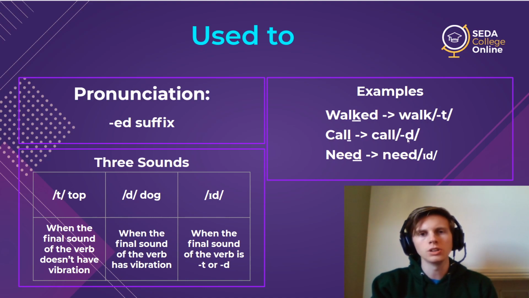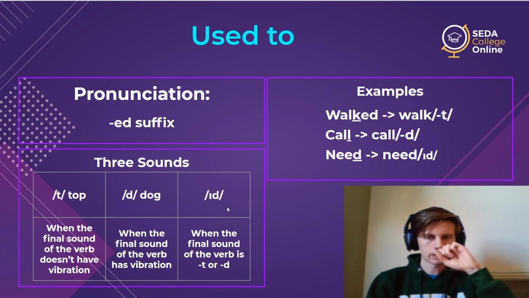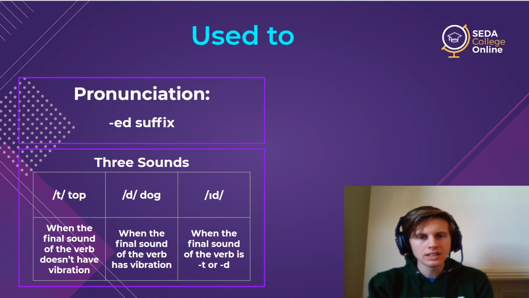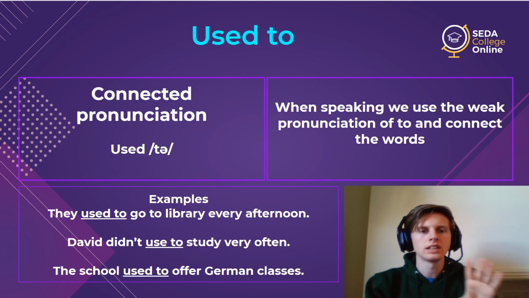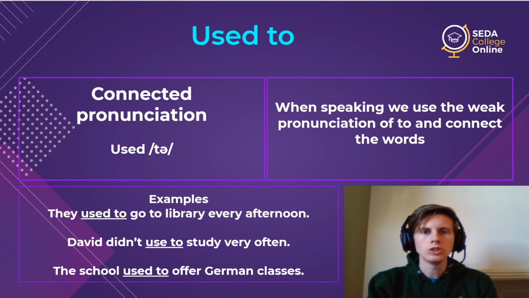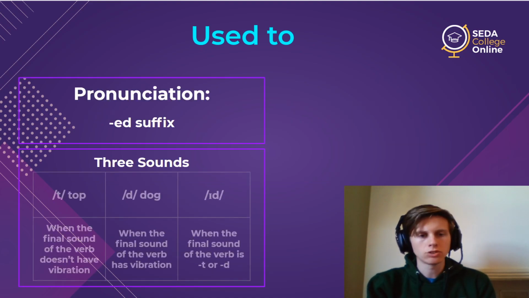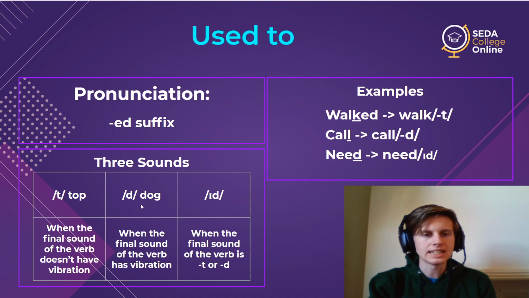Vibration, called. Or finally, a verb like need. Final sound is a D, so we add id. Because it would be difficult to say needed. We cannot attach a D and a D together, so we add a vowel, needed. So why am I talking about this? Why am I focusing on this? Because if this is a little tricky, if this is something that maybe doesn't feel very good yet, and you want to say used to, make sure you have good ED pronunciation with a D sound.